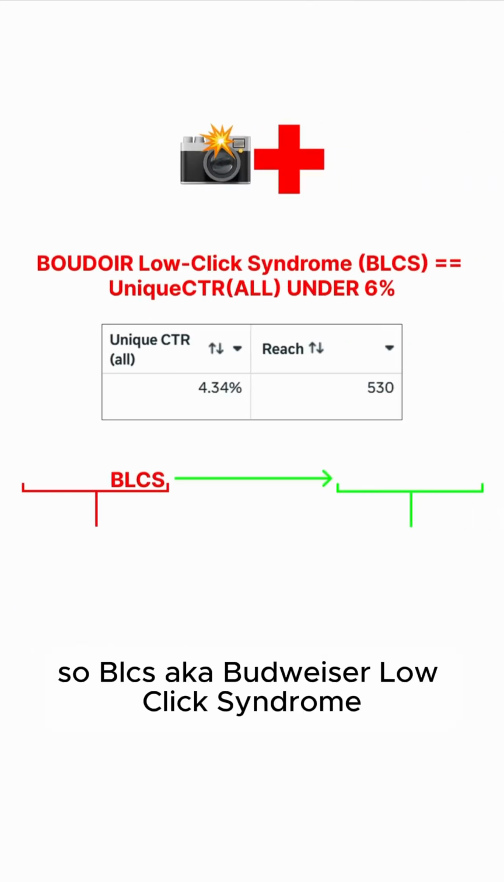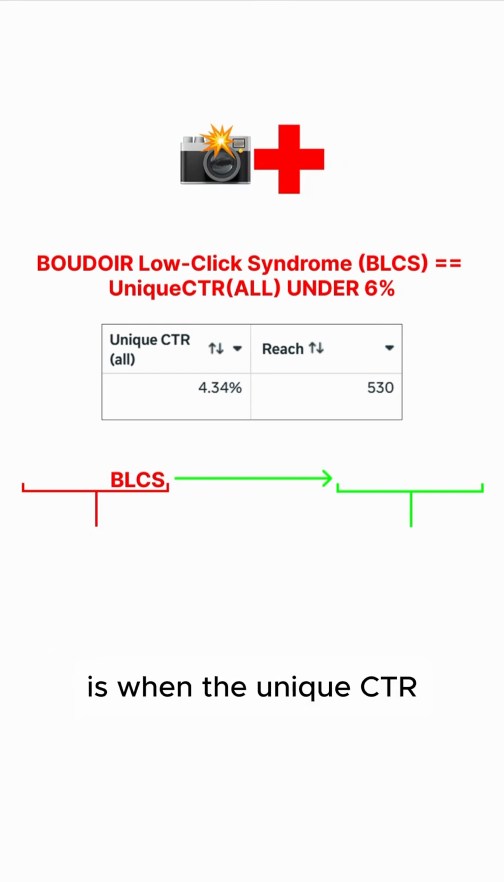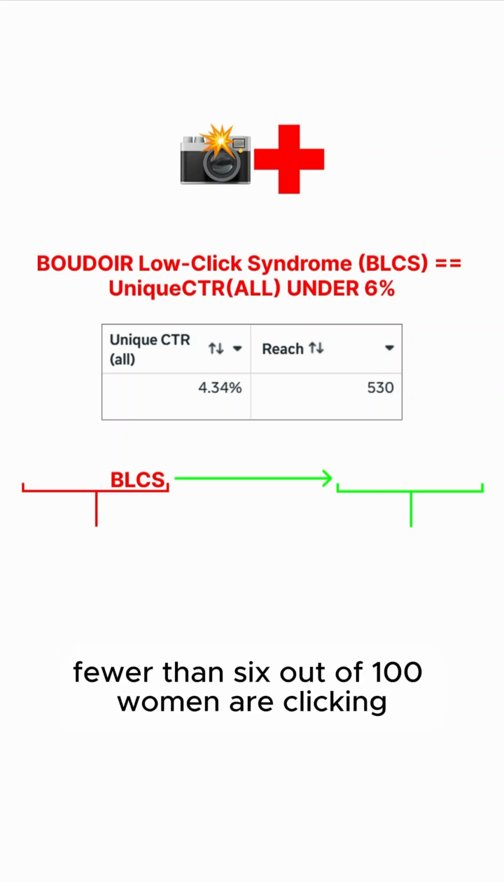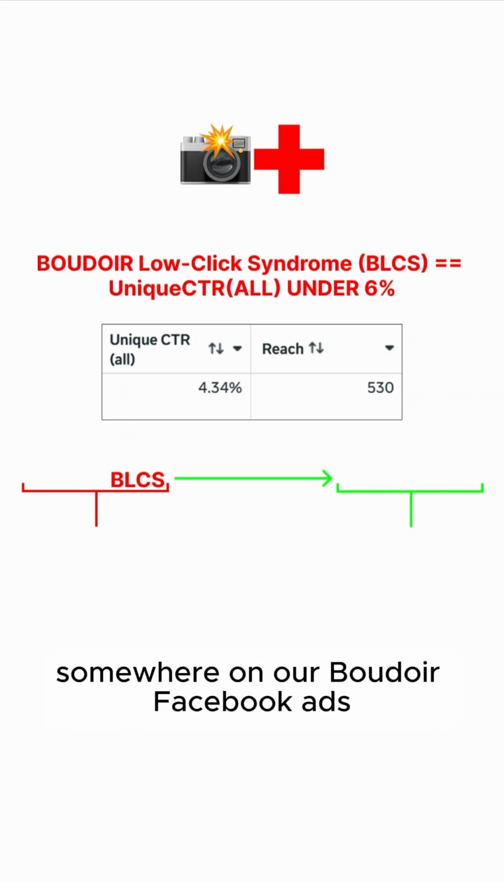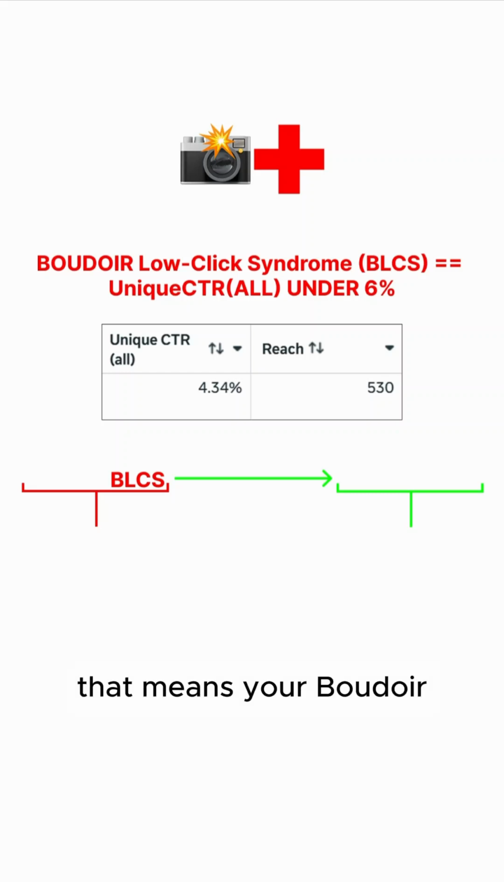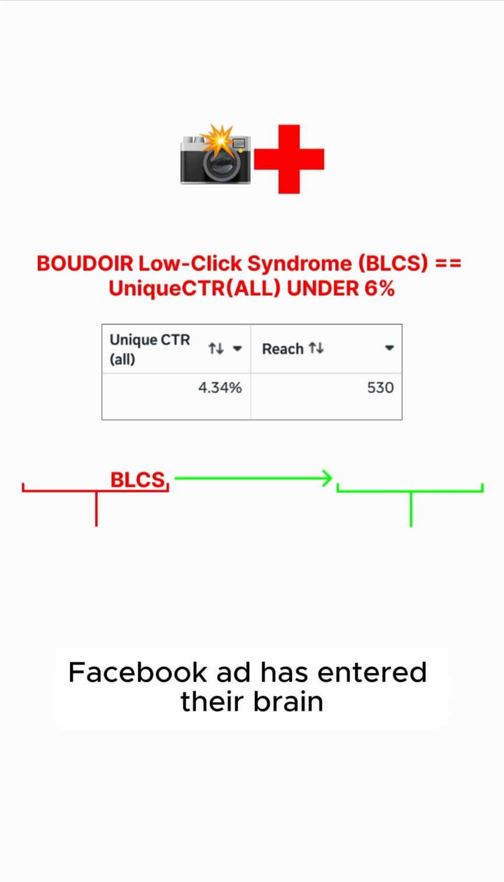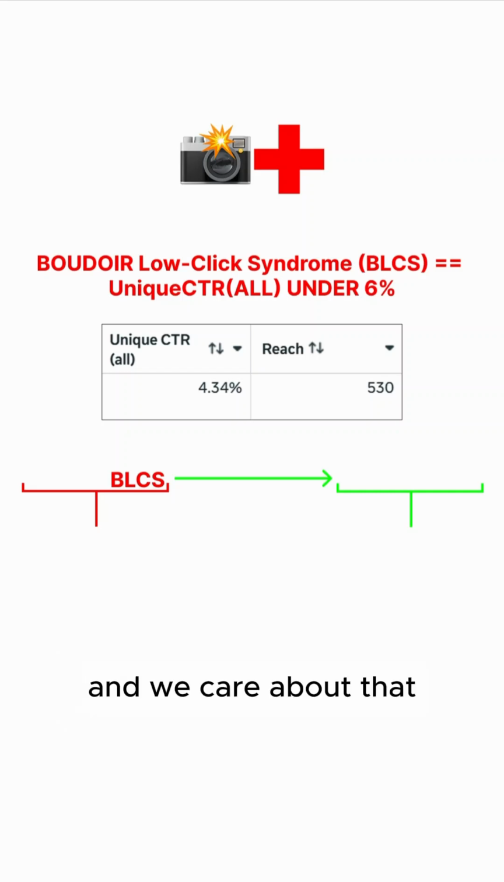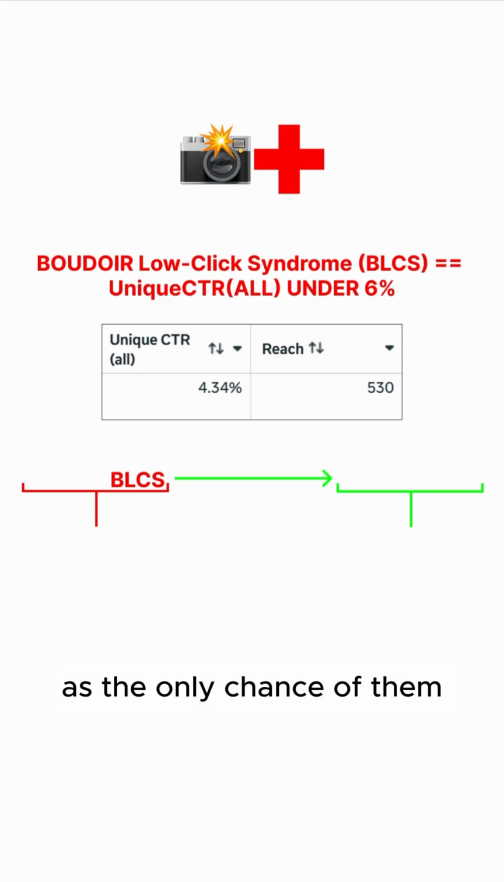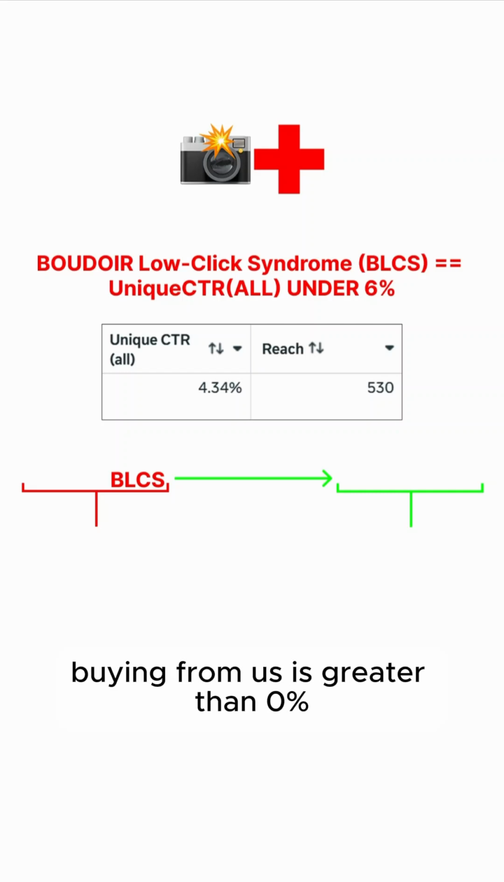BLCS, aka Boudoir low click syndrome, is when the unique CTR on all of our Boudoir Facebook ads is under 6%. This means fewer than 6 out of 100 women are clicking somewhere on our Boudoir Facebook ads. And we care about this because if they click somewhere on our ads, that means our Boudoir Facebook ad has entered their brain. And if our ad enters their brain, that's the only chance of them buying from us being greater than 0%.